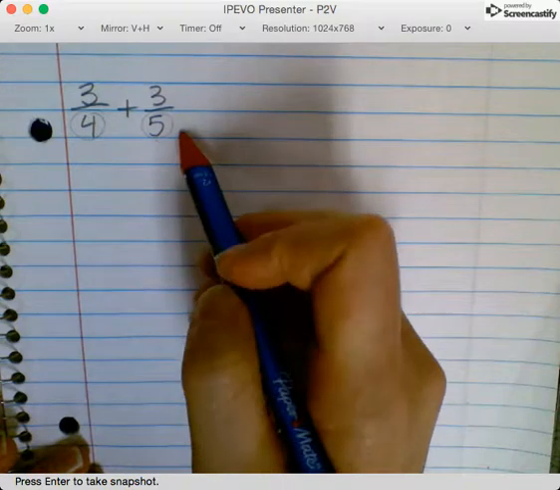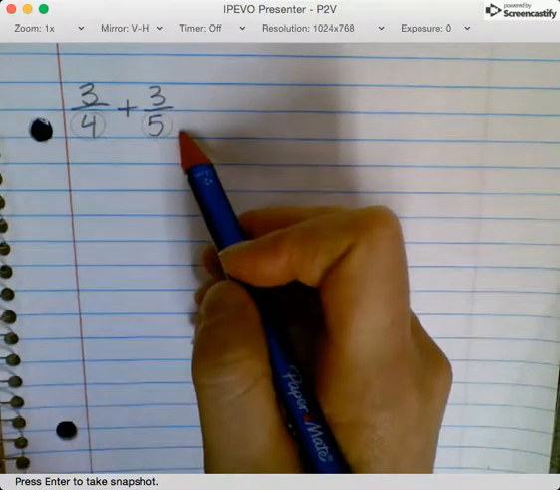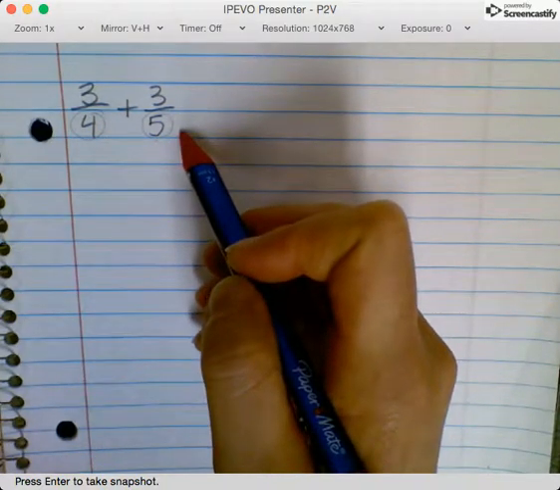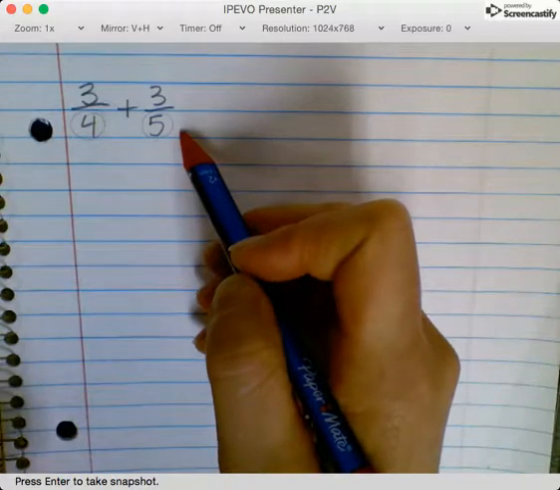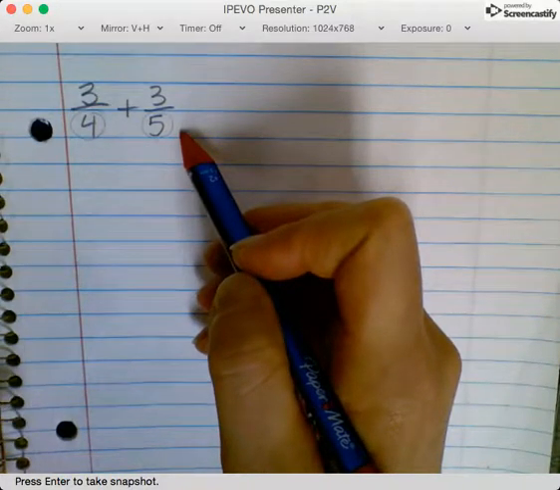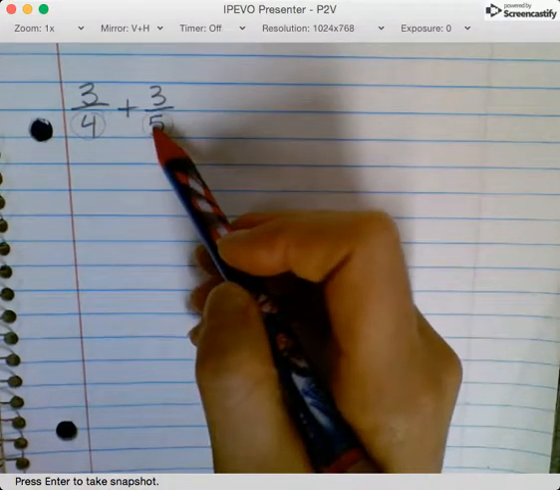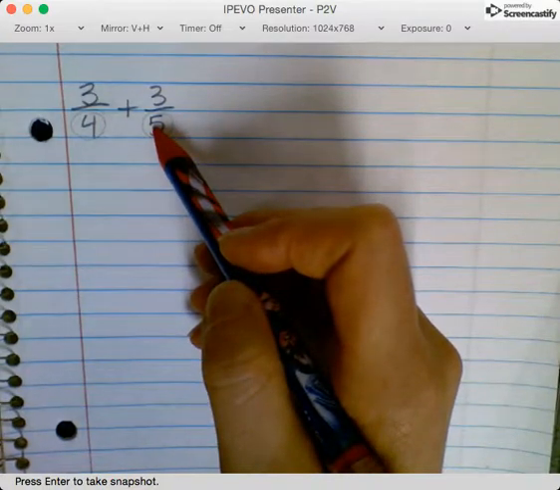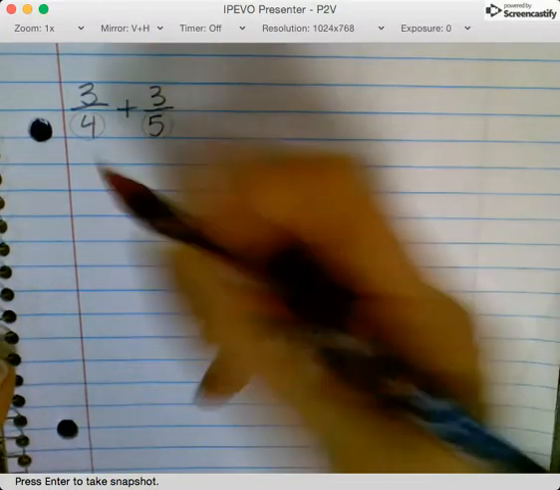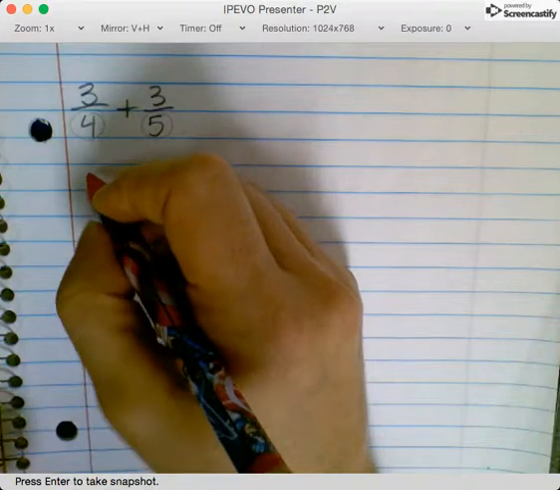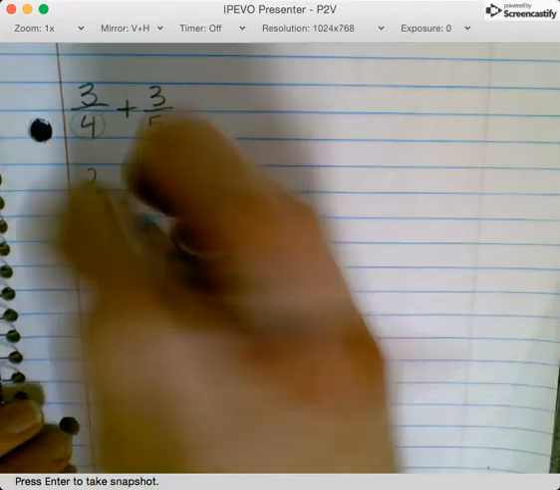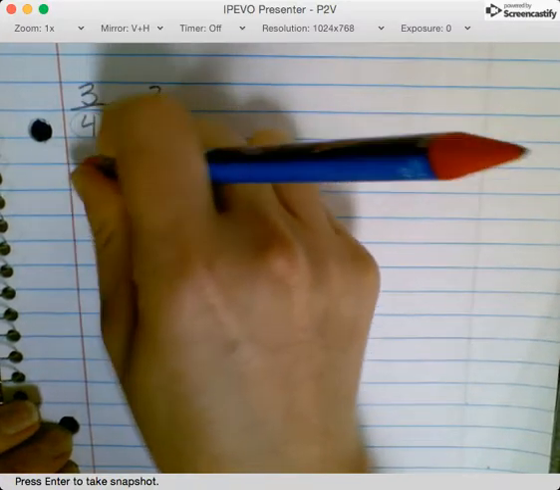Then I have to think of a common multiple. This is where, if you know how to find the least common multiple, that can come in handy. You can use the least common multiple, or you can just find a multiple that they have in common. I know that 4 and 5 both go into 20. That's also the least common multiple. So I'm going to try to make 20 the bottom number of both of them.